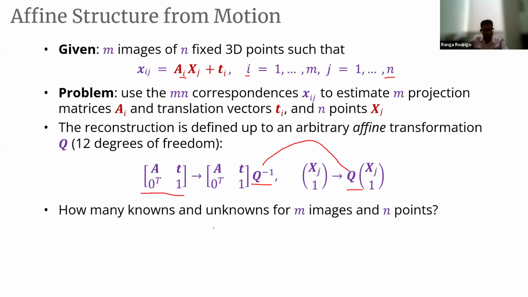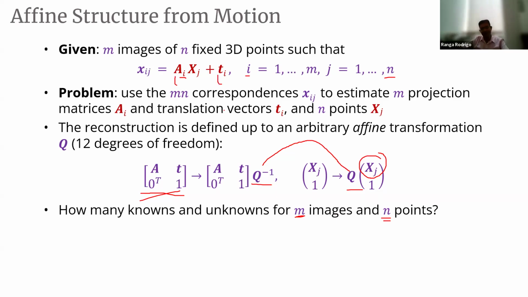How many knowns and unknowns are there for M images and N points? Can you think about it? The 3D points are not known, yeah. That means the capital X's, the Xj's, are not known. If you take an Xj here, how many numbers are there in that? X coordinate, Y coordinate, and Z coordinate. So if you consider N of them, 3 times N unknowns are there, right? And then if you take M cameras, each camera has how many parameters? Remember from the previous slide, Ai has 6 parameters.